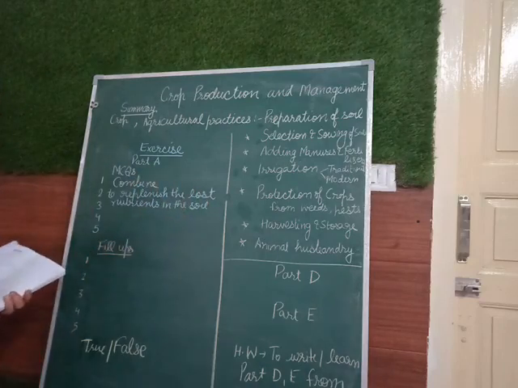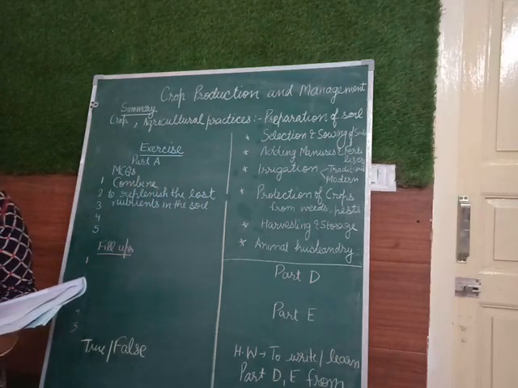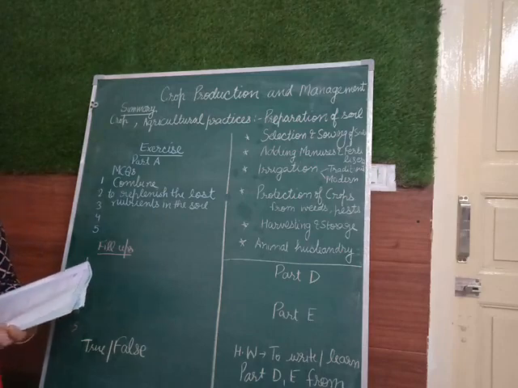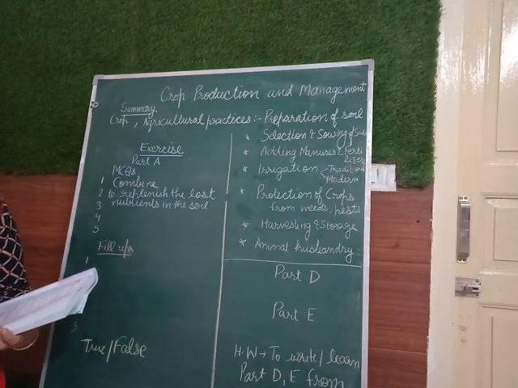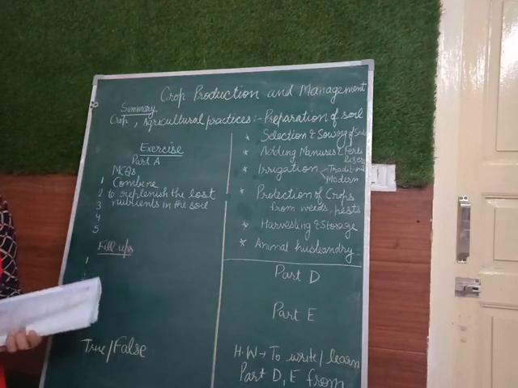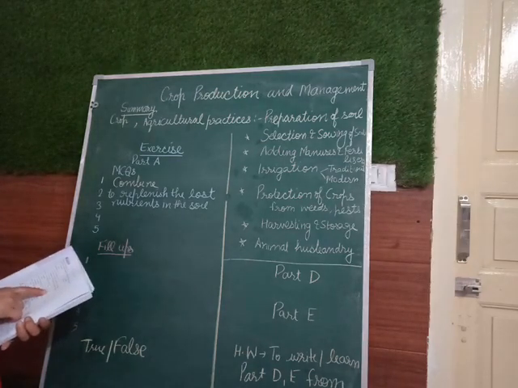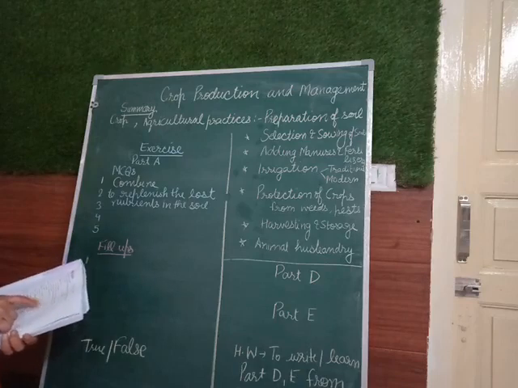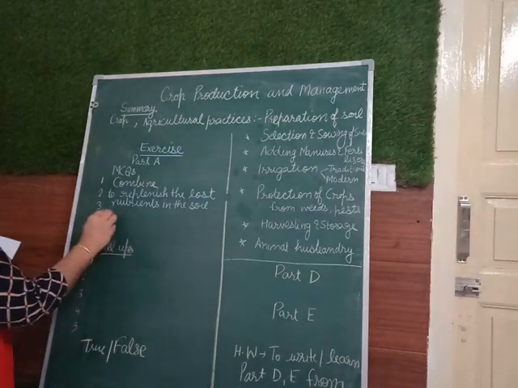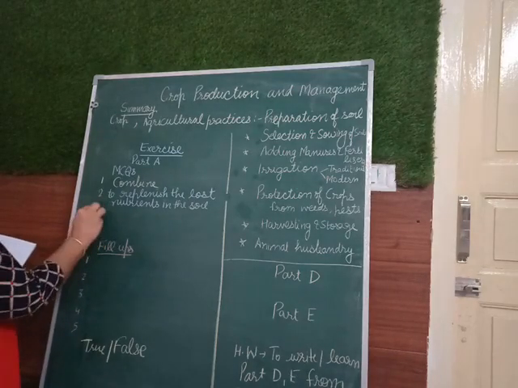Now third MCQ: which of the following is a cash crop? You have to tell the cash crop. There are two types of crops. Food crops you know very well, and now cash crops. Sugarcane is a cash crop, cereals are food crops, pulses are food crops. What is left? Pepper. Third, pepper.